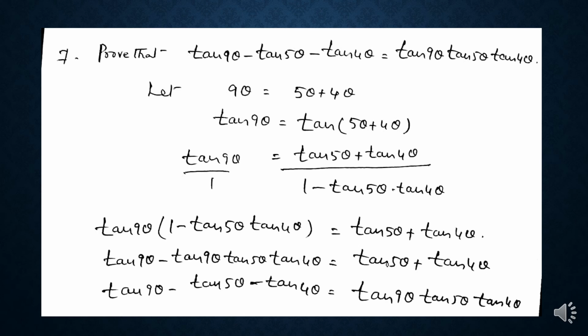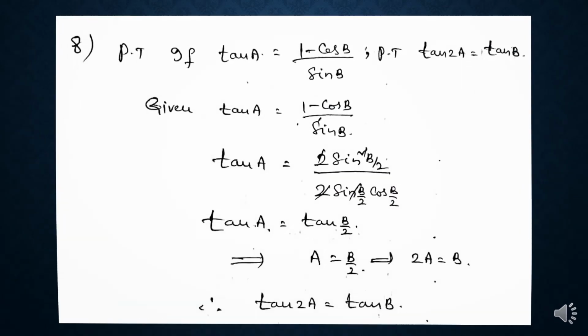Next problem. Prove that if tan A is equal to (1 minus cos B) by sin B, then tan 2A is equal to tan B. So here, given that tan A is equal to (1 minus cos B) by sin B.